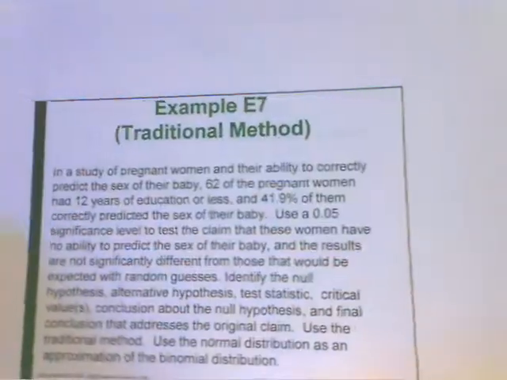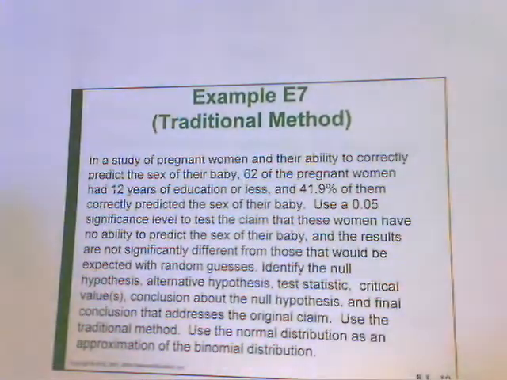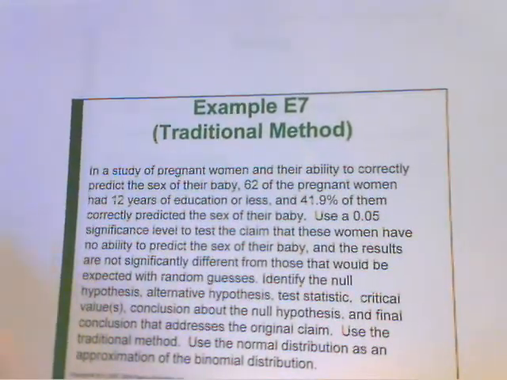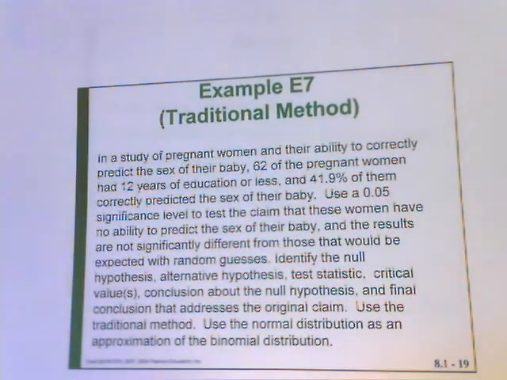Okay, I got one more example. Now, on this one, we're going to use the traditional method instead of the p-value method, as indicated on your example sheet, because I want you to see how the traditional method works here. In a study of pregnant women and their ability to correctly predict the sex of their baby, 62% of pregnant women had 12 years of education or less, and 41.9% of them correctly predicted the sex of their baby. Use a 0.05 significance level to test the claim that these women have no ability to predict the sex of their baby, and the results are not significantly different from those that would be expected with random guesses.